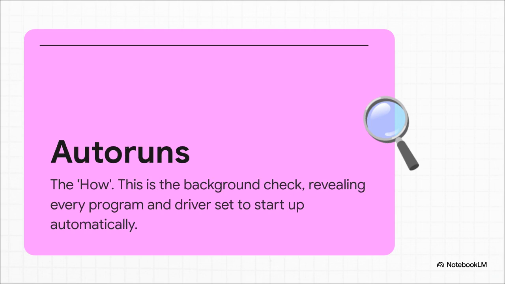Next in the kit, we have Autoruns. This tool answers the how. How did our suspect even get to the crime scene? It's basically a full background check on your system, showing you literally everything that's set to start up automatically when you turn on your computer. This is where all sorts of misbehaving software and even malware loves to hide.